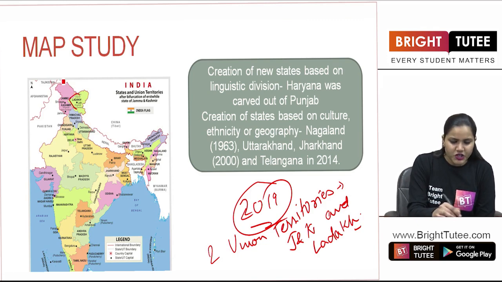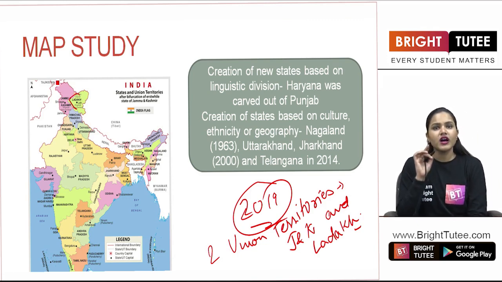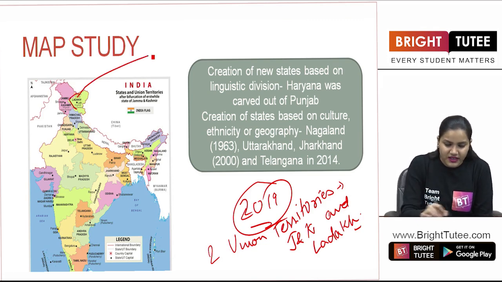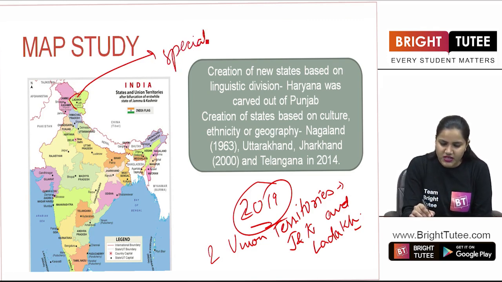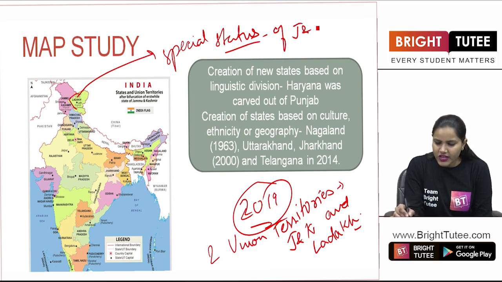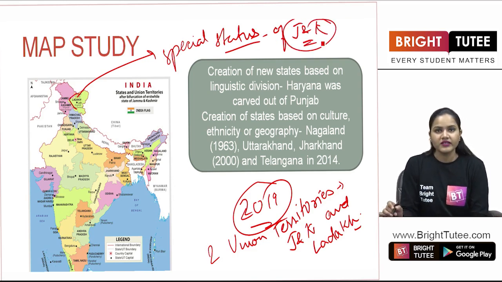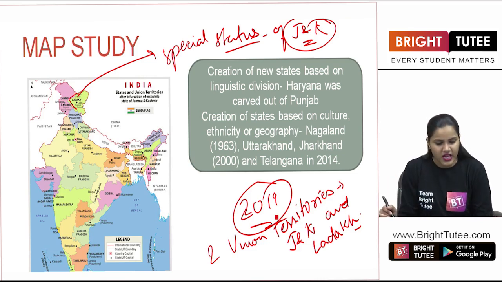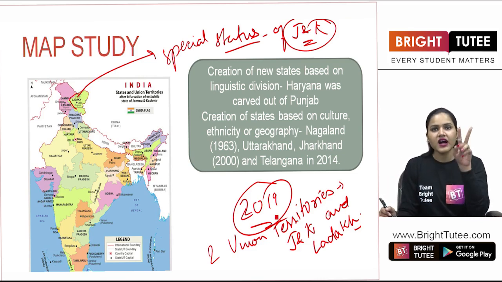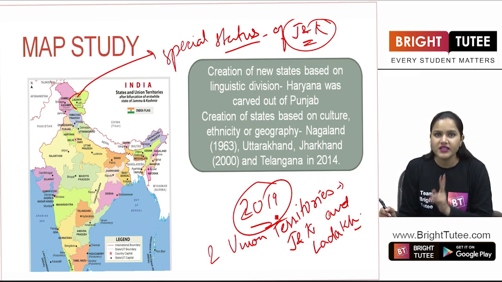Now, Jammu and Kashmir as a whole is no more a state. The special status that we talked about, when we were talking about the special provisions, the special status of Jammu and Kashmir is no more valid. The whole article has been scrapped in the year 2019. So, Jammu and Kashmir and Ladakh are now 2 separate union territories.